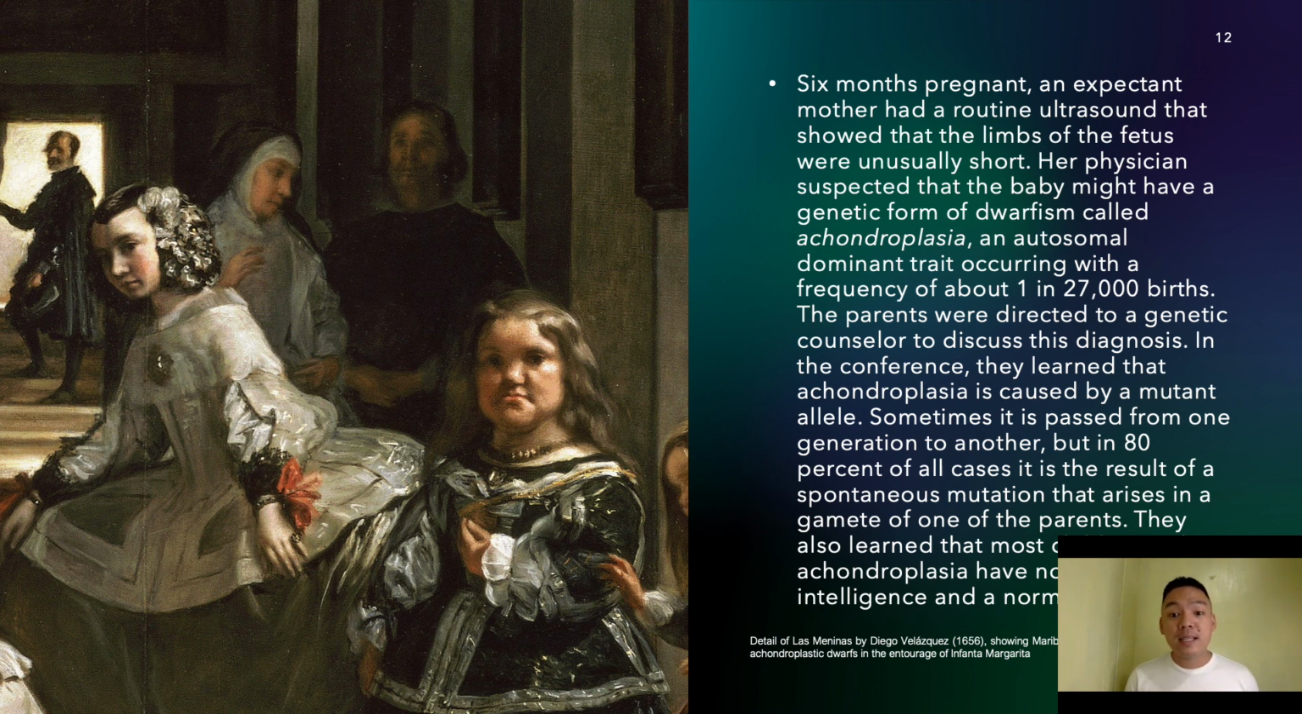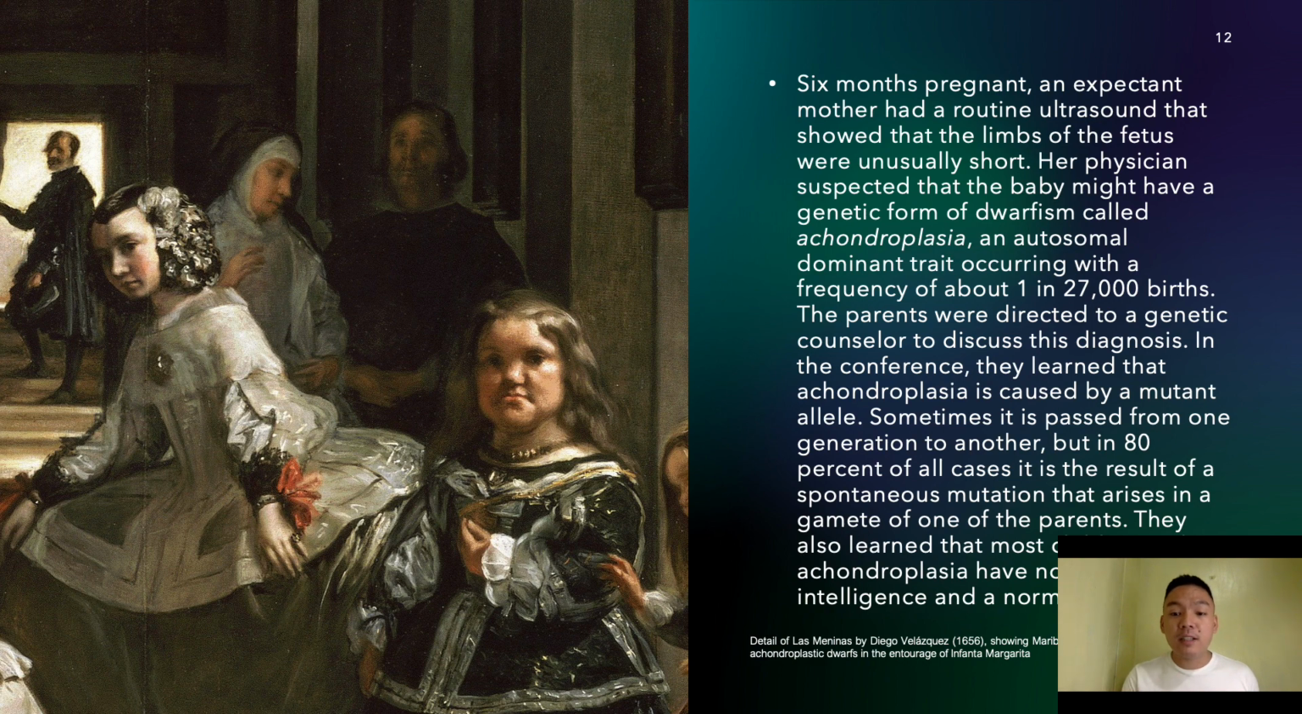In the conference, they learned that achondroplasia is caused by a mutant allele. Sometimes it is passed from one generation to another, but in 80% of all the cases, this is a result of a spontaneous mutation that arises in the gamete of one of the parents, either the mom or the dad. They also learned that most children with achondroplasia have normal intelligence and a normal stature.